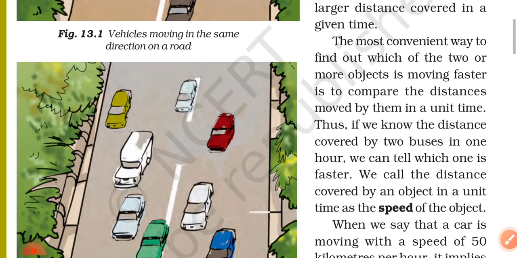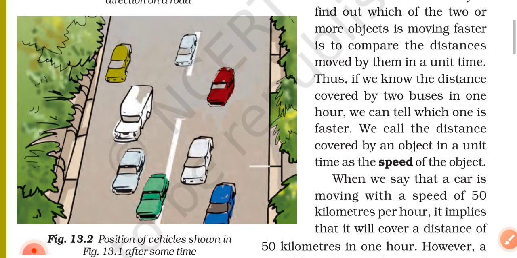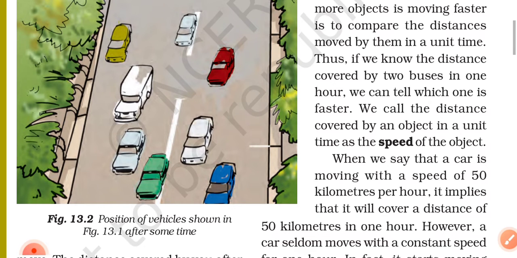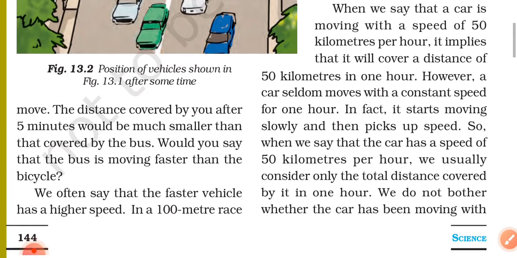The most convenient way to find out which of the two or more objects is moving faster is to compare the distance moved by them in a unit time. Thus, if we know the distance covered by two buses in 1 hour, we can tell which one is faster. We call the distance covered by an object in a unit time the speed of the object. When we say that a car is moving with a speed of 50 km per hour, it implies that it will cover a distance of 50 km in 1 hour.